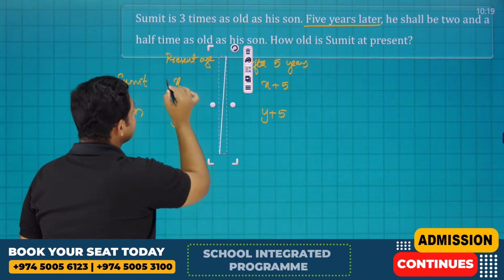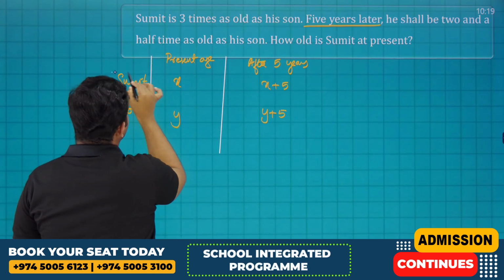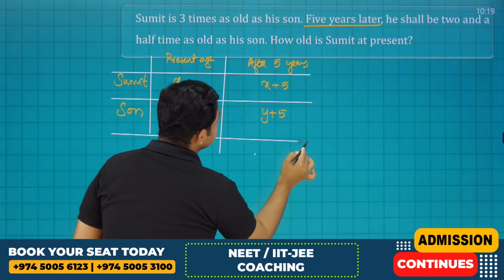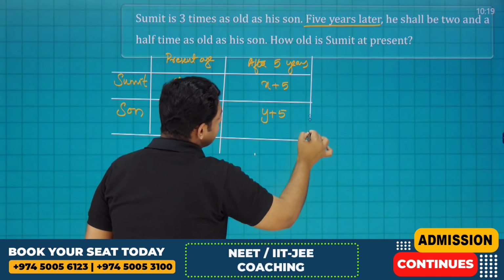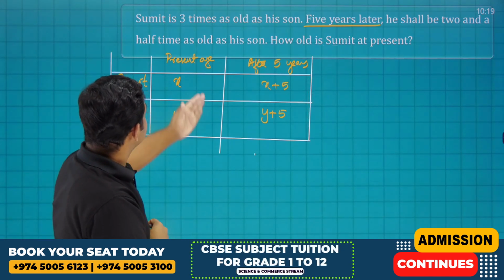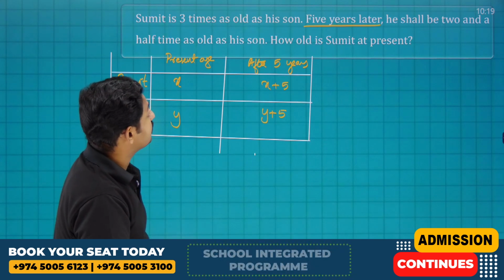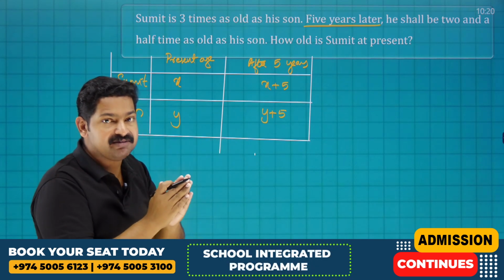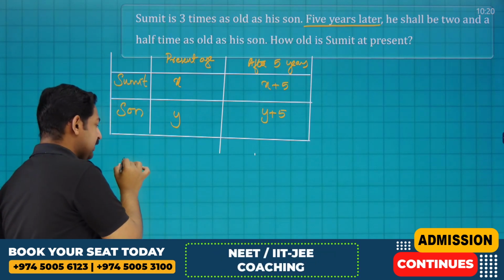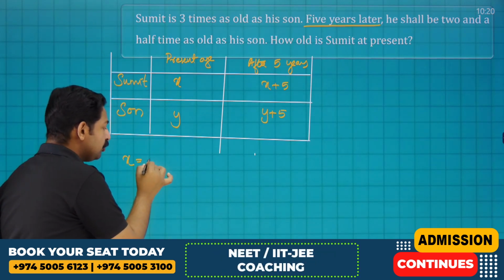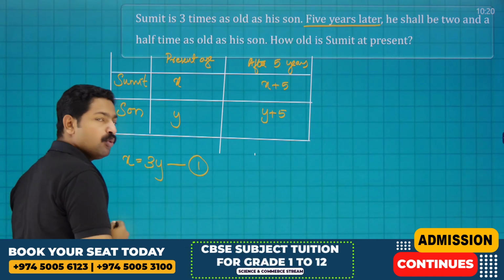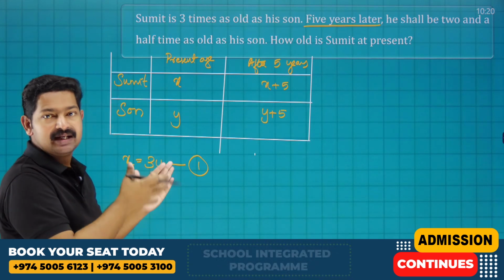Now, what is the relation between their ages after 5 years and at present? That is what we need to identify. In the question it is given that Sumit is 3 times as old as his son. This relation is given for the present case. That is, Sumit's age X is equal to 3Y, 3 times his son's age. X is equal to 3Y. It can be taken as equation number 1. So we got a simple linear equation.